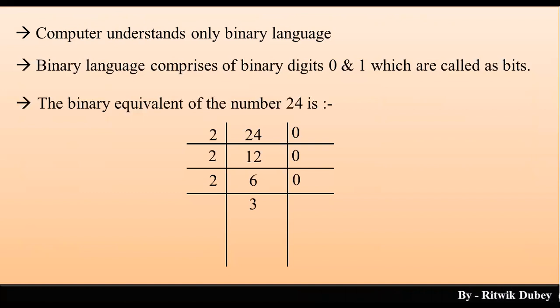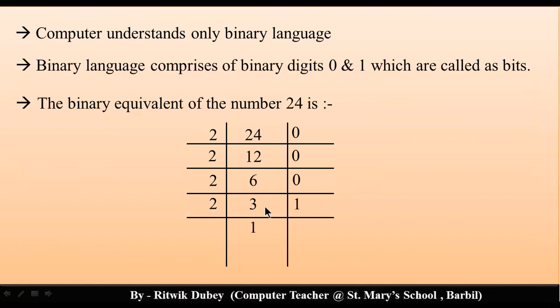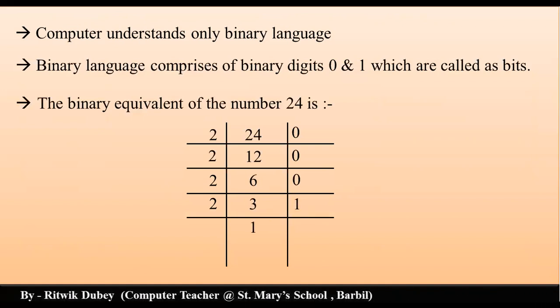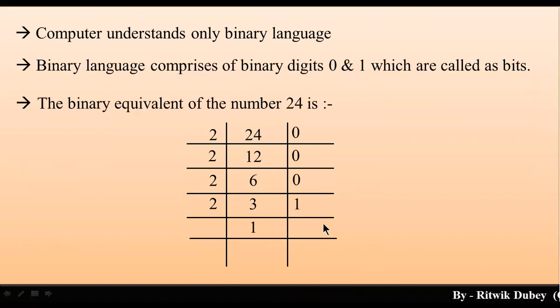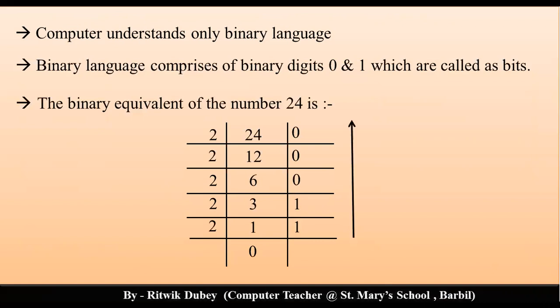Then again divide 3 by 2. So 2 1s are 2. What is the remainder? It is 1. Write 1 at the right side. Then again divide 1 by 2. So 2 zeros are 0. What is the remainder? 1. Now from bottom to top, write down the values.